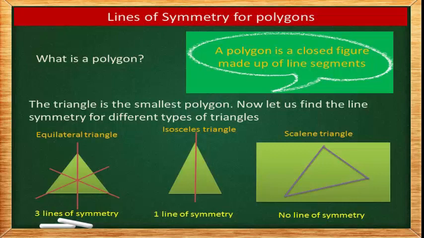Now, the second triangle is an isosceles triangle. Now, what is an isosceles triangle? A triangle where two sides are equal. Yes, in this triangle, we have only one line of symmetry. And then the third triangle is called the scalene triangle where no side is equal. So, there is no line of symmetry for a scalene triangle.